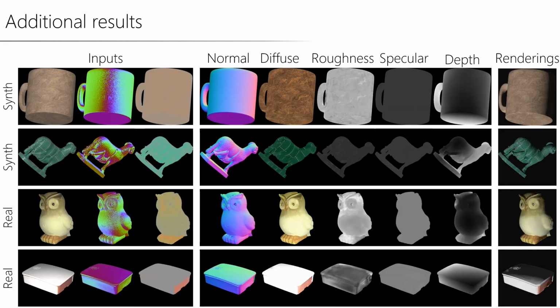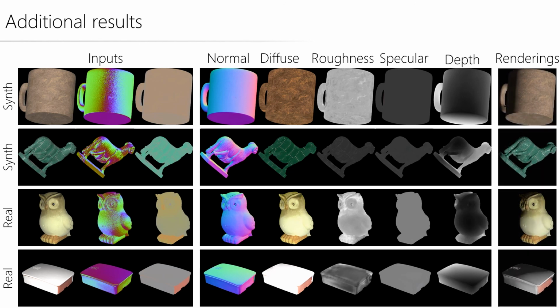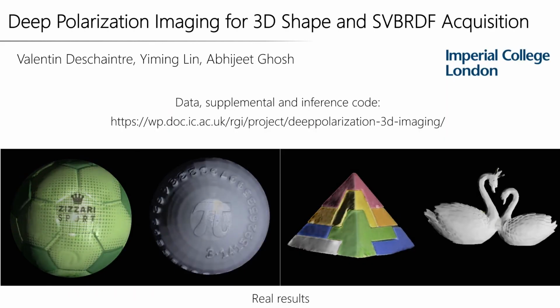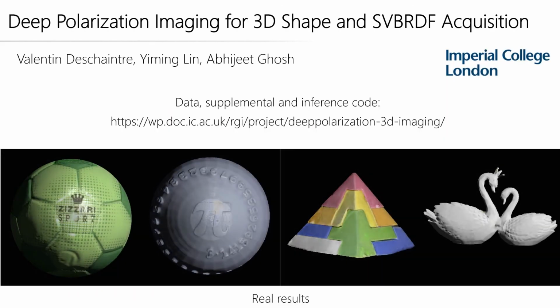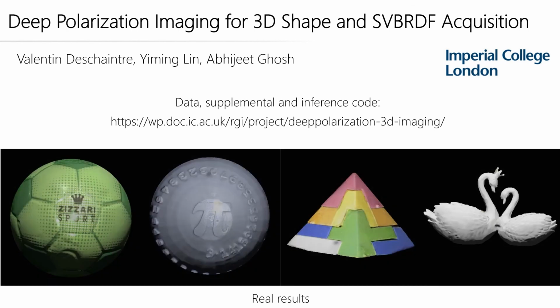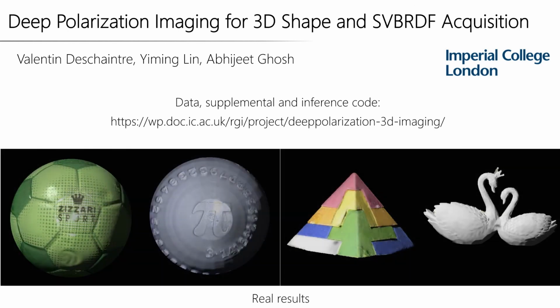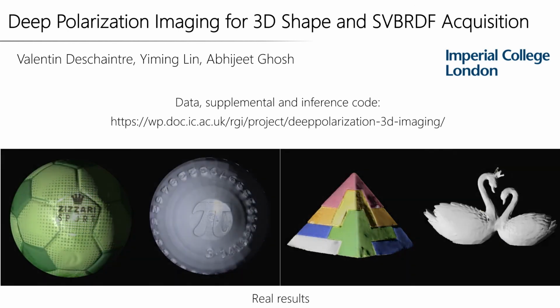And here are more results of our method on 2 synthetic objects on the top and 2 real objects in the bottom with animated renderings on the right. You can find our code, data, and supplemental material with more results, comparisons, and ablation study on the project webpage. If you have any questions, don't hesitate to let me know.